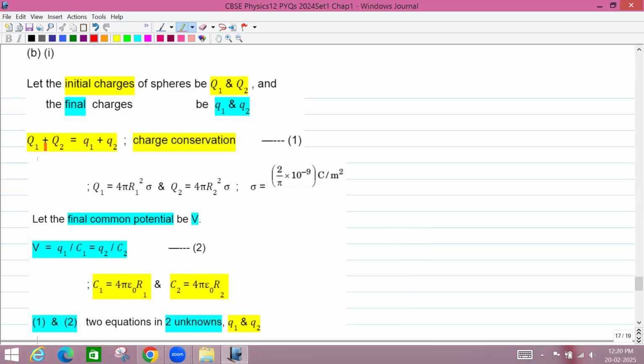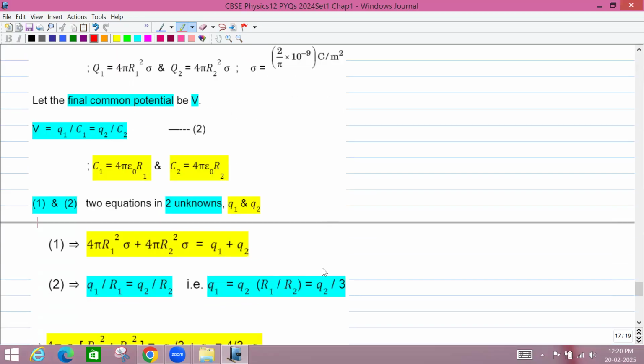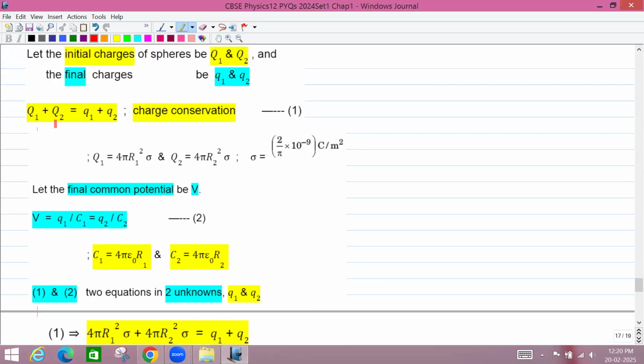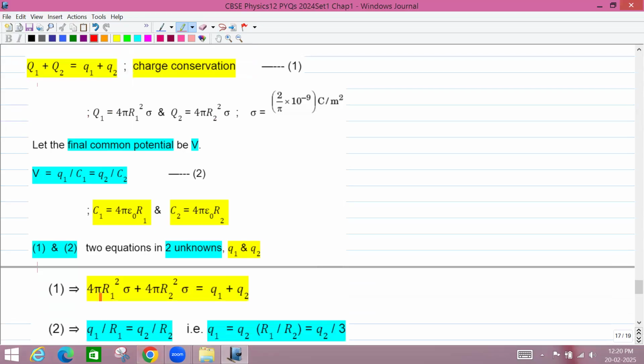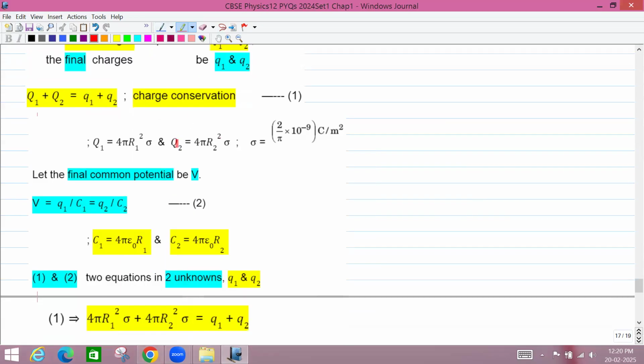So we have one equation here in variables small q1 and q2, and a second equation here in variables q1 and q2. Capital Q1 and Q2 are known because sigma is known and R1 is known. Similarly, R2 is known. So the only unknowns are small q1 and q2, and we have two equations and two unknowns, which can be solved. So in the first equation, capital Q1 I can put as 4 pi R1 square into sigma, and Q2 as 4 pi R2 square into sigma, equal to q1 plus q2.